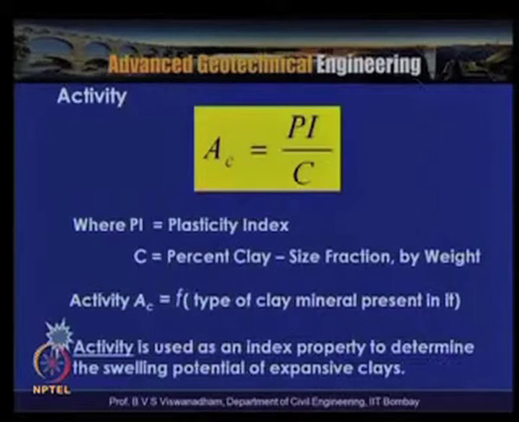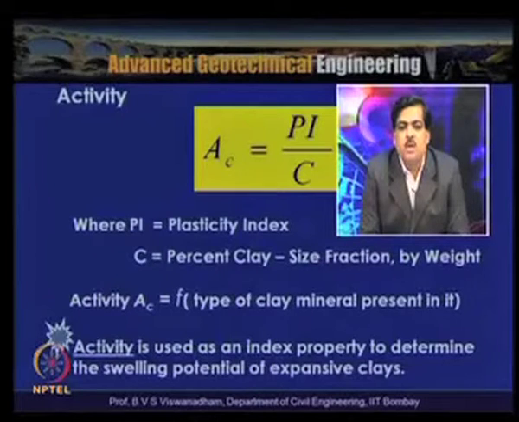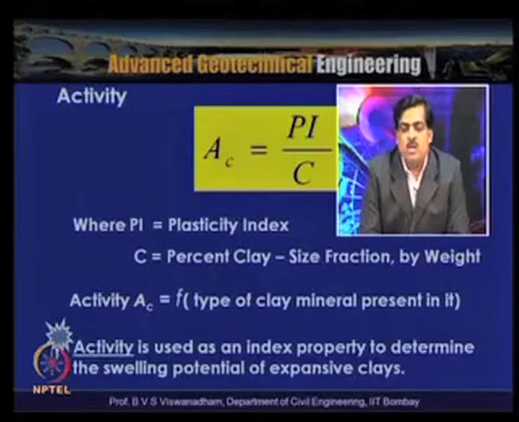So, it is defined as activity equal to plasticity index over percentage clay fraction, where PI is the plasticity index and C is the percentage clay size fraction by weight. So, activity A_C is a function of the type of clay mineral present in the soil. Activity is used as an index property to determine the swelling potential of an expansive soil. So, if you know the activity, it is possible to assess the swelling capability or expansiveness of a given soil.